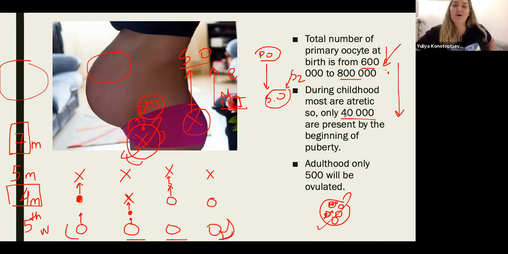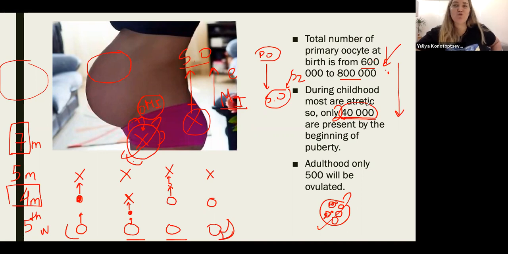But luckily, this number is only for the anatomy department. In real life, it's more like 240,000. As a doctor, you should know that you start puberty with 240,000. Only for the anatomy department, only for the self-control test, you need to remember it's 40,000. Okay, you start puberty with 40,000 follicles.